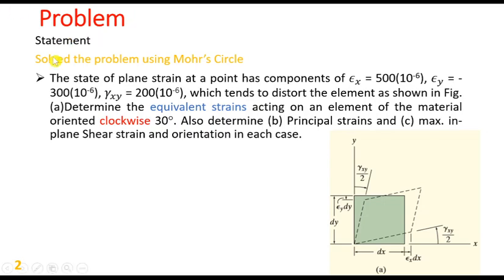So the statement of the problem is, and we have to solve this problem using Mohr circle only. It is mandatory for us to solve the problem using Mohr circle. The state of plane strain at a point has components epsilon x equal to 500 times 10 to the minus 6. Strain is unitless, that's why there is no unit written here. Epsilon y is equal to minus 300 times 10 to the minus 6, and gamma xy is equal to 200 times 10 to the minus 6, which tends to distort the element as shown in the figure. So the element will be distorted like this.